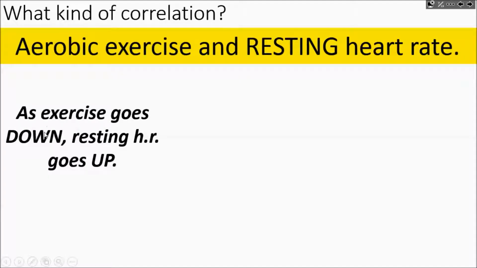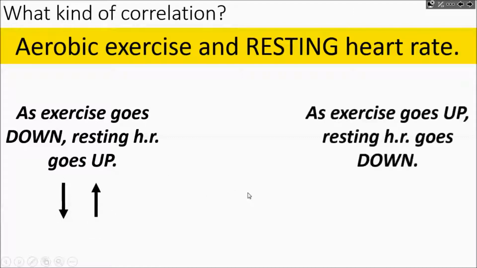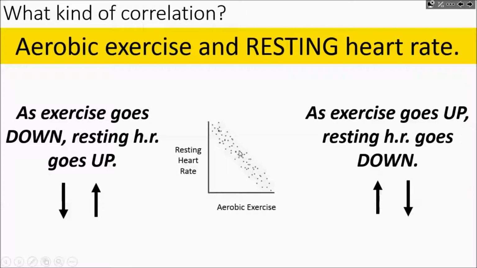So as exercise goes down, if you're not exercising a lot, your resting heart rate goes up because your heart isn't as strong as it is when you're doing lots of exercise. So it's different directions. As exercise goes down, your resting heart rate goes up. You could also say as your exercise goes up, your resting heart rate goes down. Your heart doesn't have to do as much work when you're sleeping at night. So as one goes up, it goes down. So they're going in different directions. It's going downward from left to right. The more exercise you do, your resting heart rate lowers.